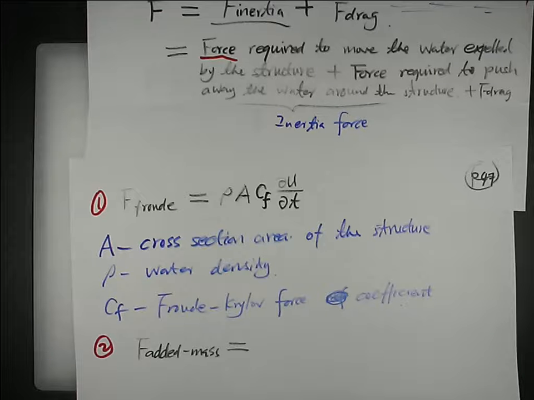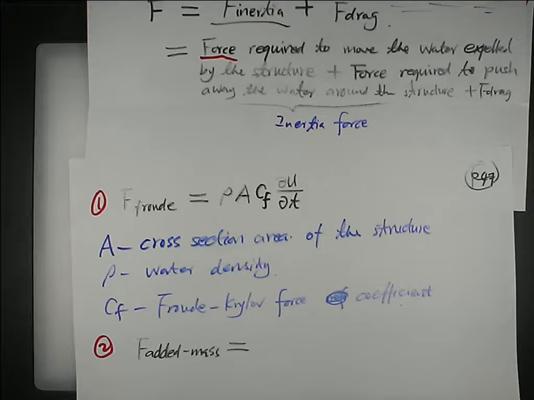Because from a structure, for example, a rectangle, okay? For a rectangular structure, from this side it is like a square, okay? But from this line, the last direction, it's a rectangle. So when you move this way and this way, the added mass will be different because you push away different volumes of water in that direction.